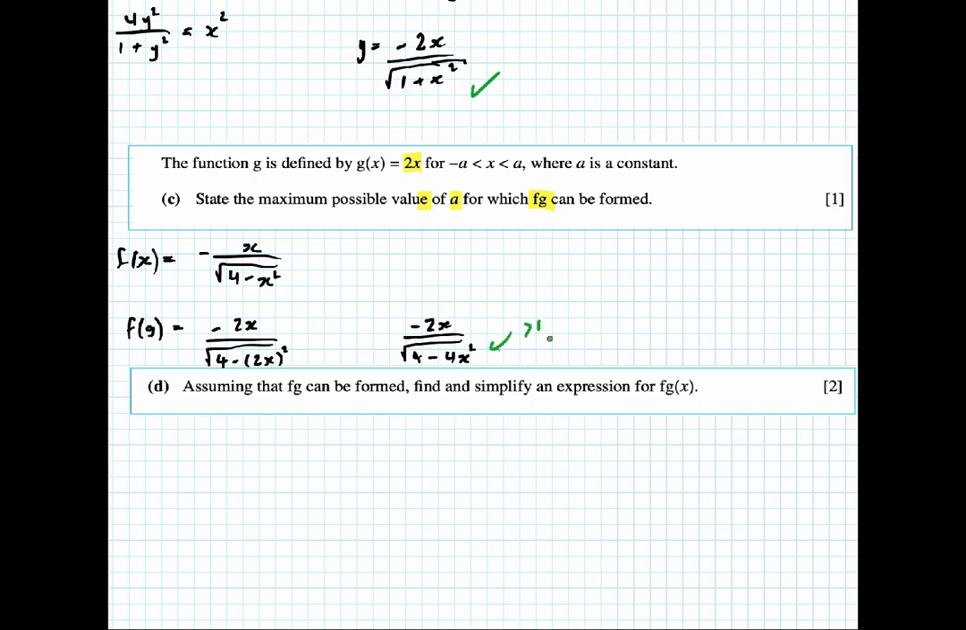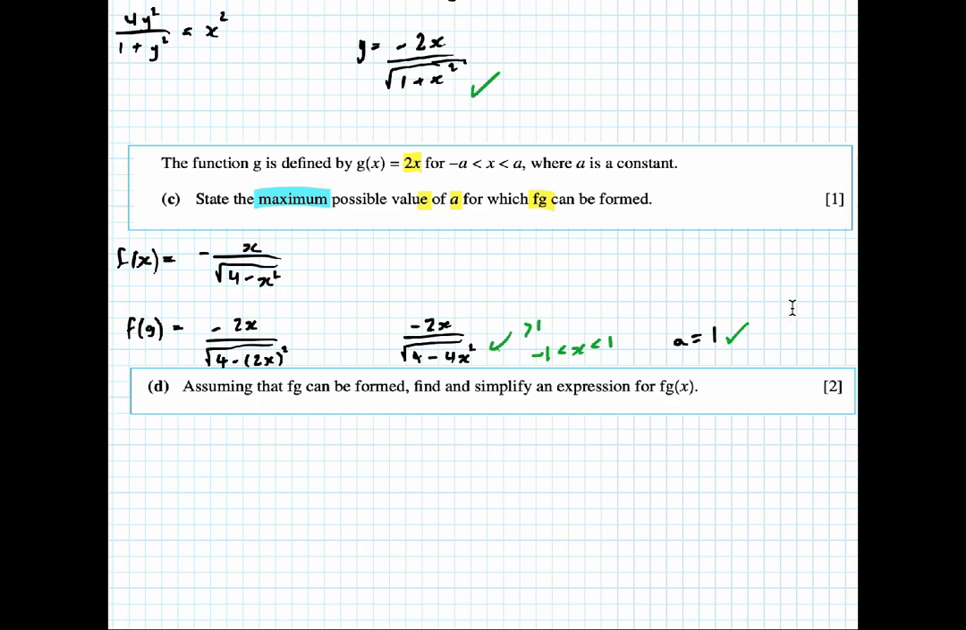If you were to put in a number, let's just check 1. If you put in 1, negative root of 1, that will work. Can it be negative 1? Because it's a square, you see. So it's possible, but it asked us only for a maximum value. So the answer is 1. So fg of x, the max value for a is 1.